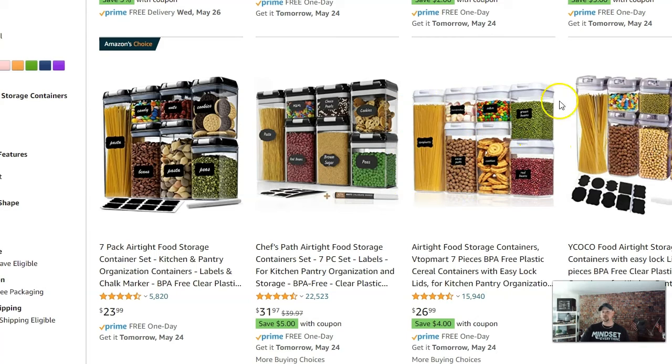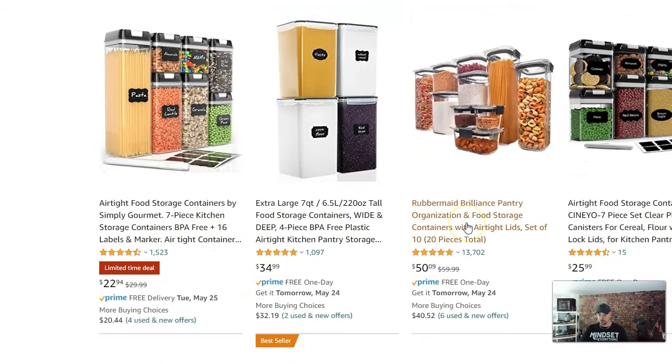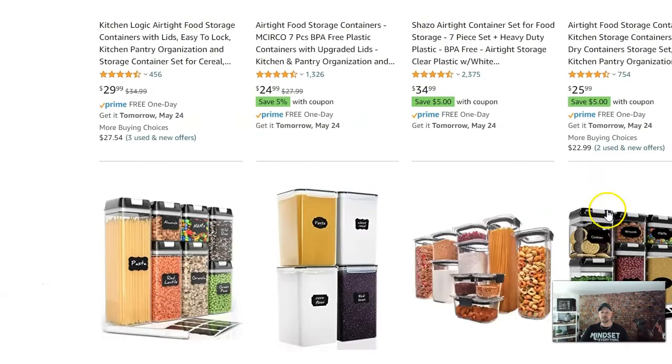So these are all pretty much like, this guy's got white. He might have asked for the white. This guy's got the black. So these are all similar products. It doesn't look like anybody on here on the first page copied it exactly, which a lot of people actually do that. You'd be surprised.